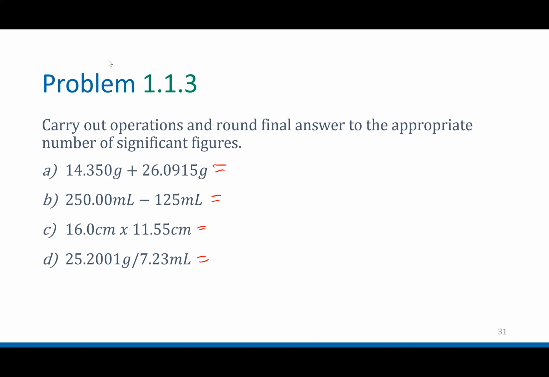Got a couple of answers there for A, and I definitely see the right answer. Yeah, I'm seeing lots of right answers, but I'm also seeing a lot of 40.445. I don't know where the 5 came from. So, it's no problem at all, everybody. Okay, so let's look at the actual answer here.